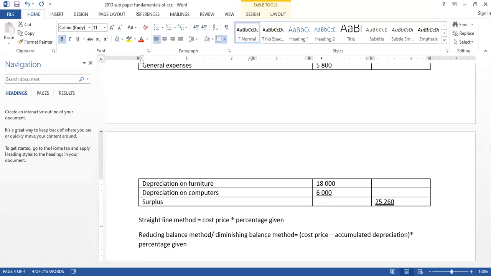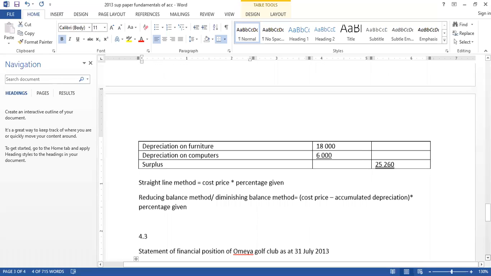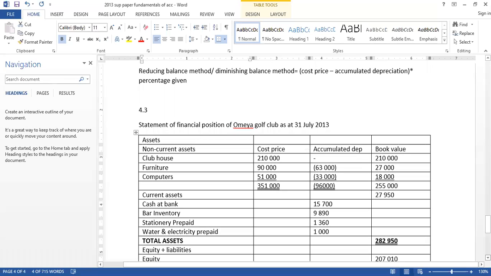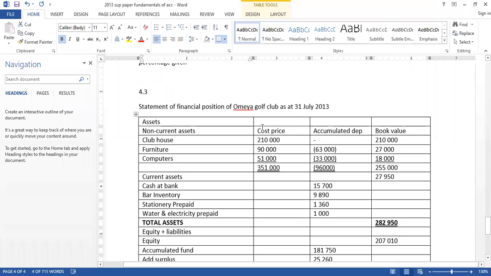Okay. Maybe I'm lost or I don't understand the balance sheet. Okay. This is the format of drawing up a balance sheet, which is assets equals equity plus liabilities. So first you start off with your assets, your non-current assets.